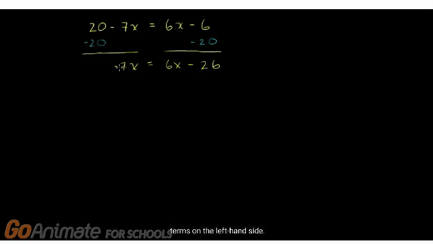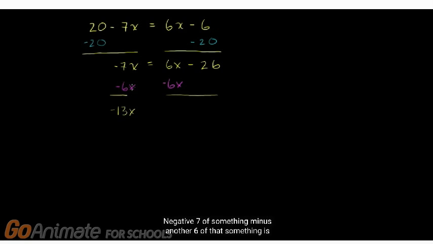Now the next thing we want to do is we want to get all of the x terms on the left-hand side. So we don't want this 6x here, so maybe we subtract 6x from both sides. So let's subtract 6x from the right, subtract 6x from the left, and what do we get? The left-hand side, negative 7x minus 6x, that's negative 13x, right? It's negative 7 of something minus another 6 of that something is going to be negative 13 of that something.